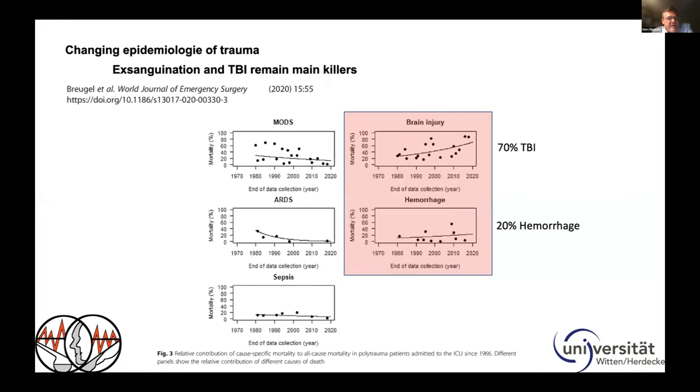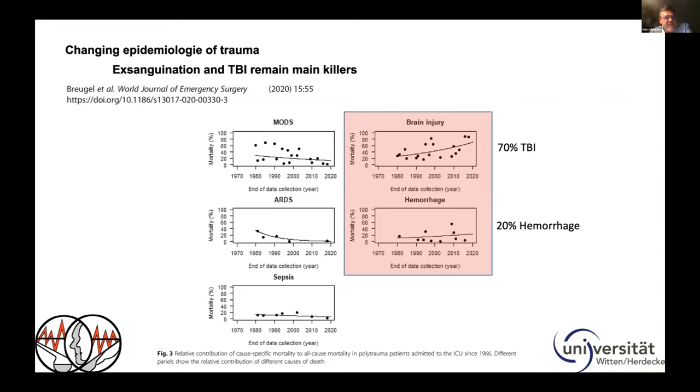We all know that we are facing a changing epidemiology of trauma over the years, as already outlined by Nicholas. It's not the young risk taker anymore, riding his motorcycle and being involved in a severe traffic accident. It's more and more the elderly with low-level falls, under different forms of medication, especially anticoagulant drugs and antiplatelet drugs, who sustain a traumatic brain injury.